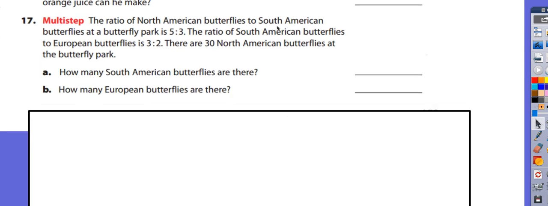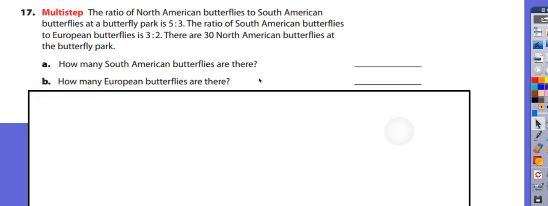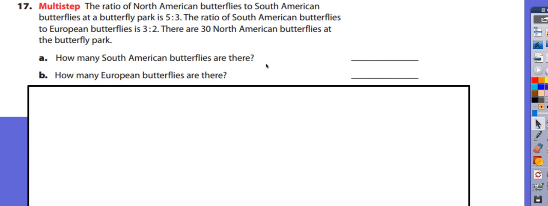Okay, number 17. Now 17 looks a little bit tricky until you make a little table. So I'm going to show you how to take ratios, put them into a table, and then I think you'll see the operation here. So it's multi-step. The first sentence says the ratio of North American butterflies to South American butterflies at a butterfly park is 5:3.